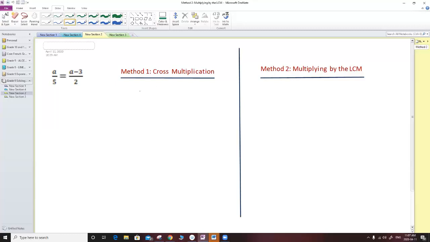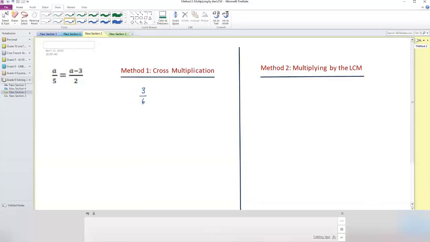Let's say I have a fraction like 3/6. If I ask myself how I can find another equivalent fraction to 3/6, I'm going to divide both by 3. So it's going to be 1/2. So one half is exactly like 3/6.